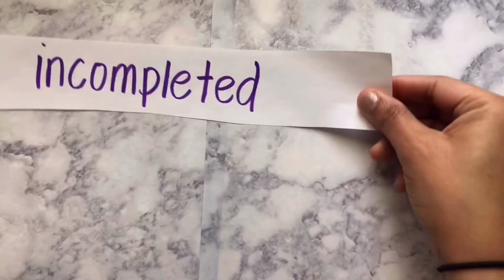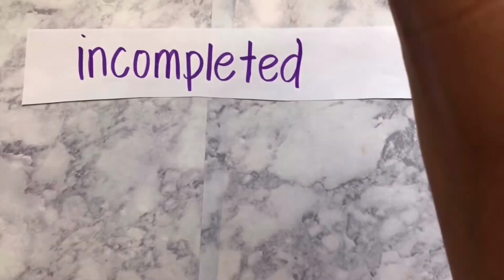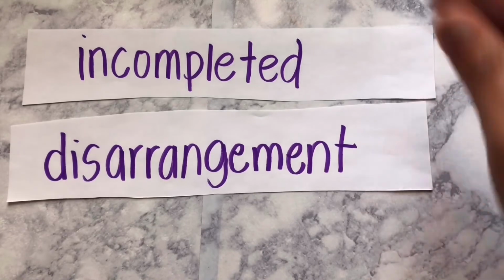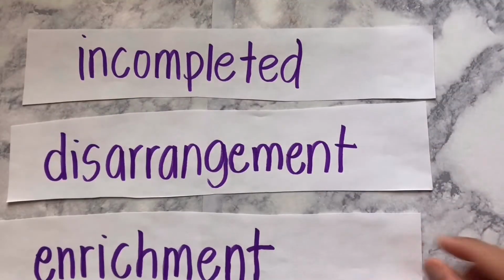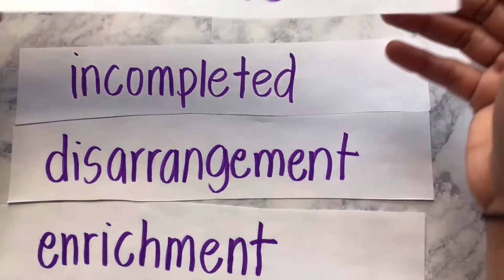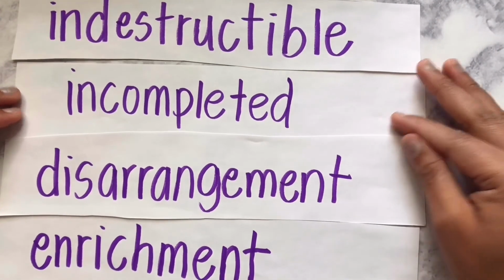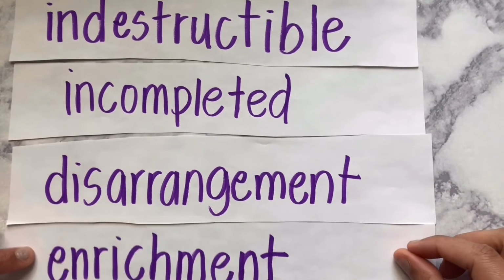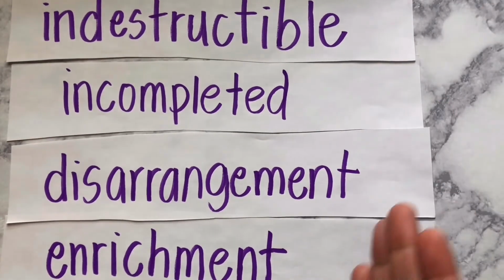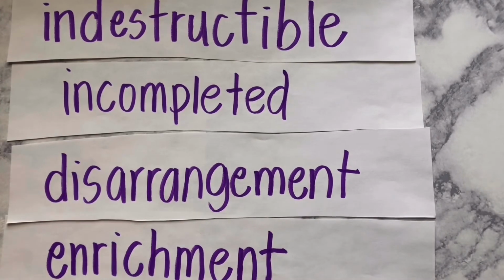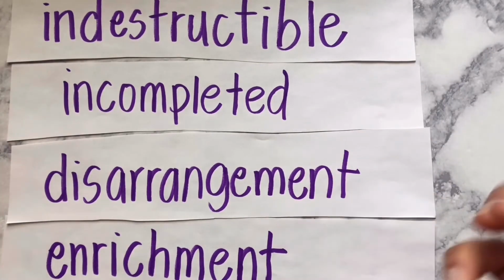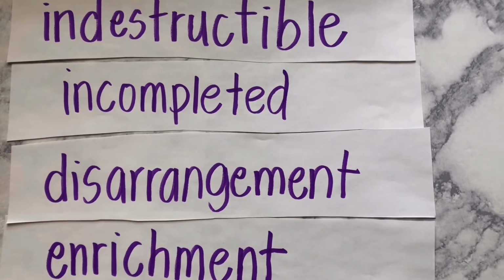I'm going to leave you with some words that I'd like you to break apart. Notice the base word, the prefixes, and the suffixes. How does it help us understand what the word means? Here we have indestructible, incompleted, disarrangement, and enrichment. All of these are multisyllabic words. Find the base word first, then the suffix or the prefix, or both, and try to see if you can understand what they mean as you break these vocabulary words apart.